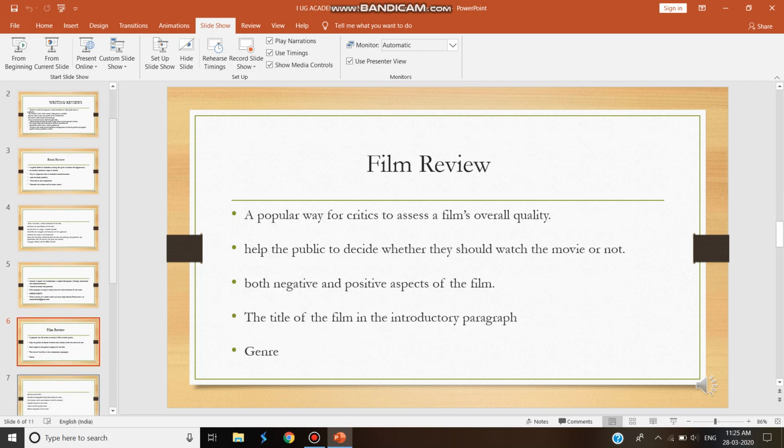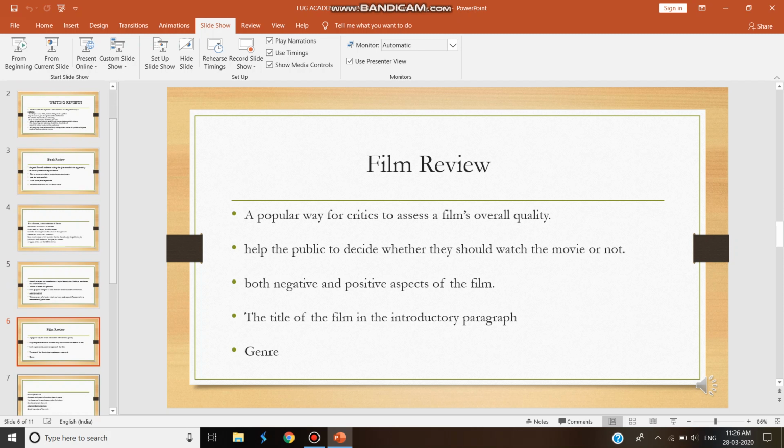So next comes what a film review. What is a film review? We all like to watch films, and a film review is a popular way for critics to assess a film's overall quality. As in the case of a book review, it will help the public to decide whether they should watch the movie or not. And a film review, as in the case of a book review, must contain both the negative and the positive aspects of the film. What are the positive aspects of the film? What are the negative aspects of the film?